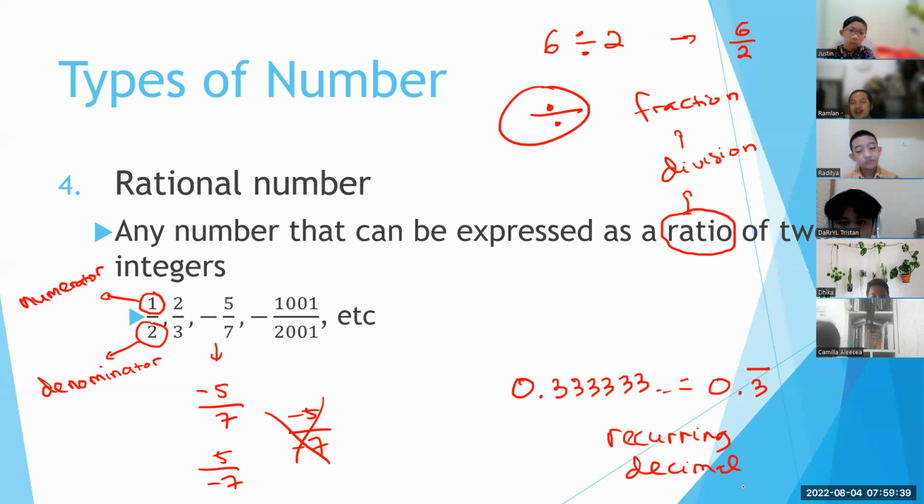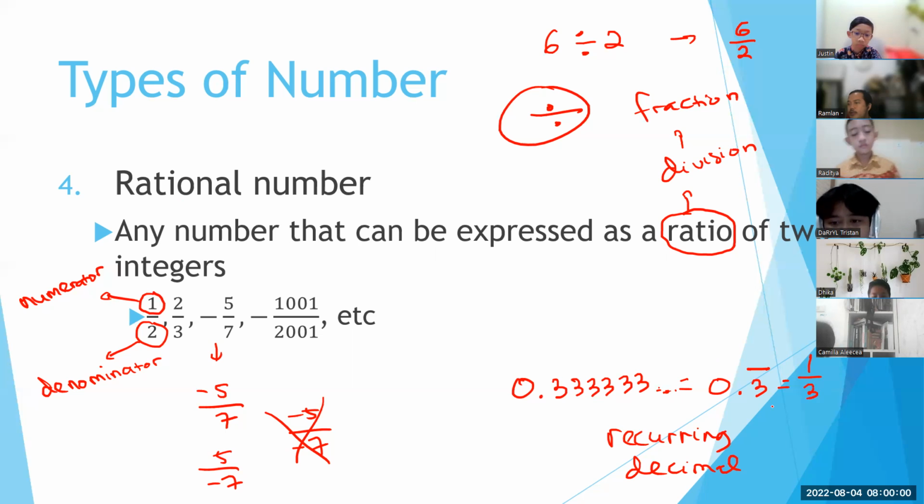So if I say you have 0.333 and so on, we have three dots over here. Actually, it's going forever. It's repeatable. And we can write it down like this. If we convert this into a fraction, we can write this down as 1/3, right?